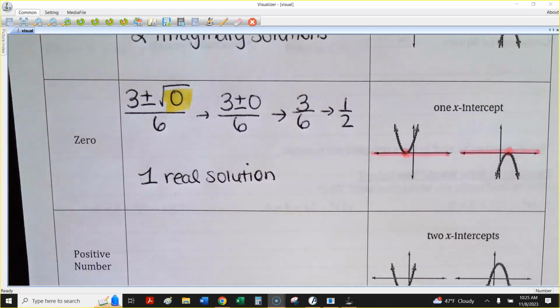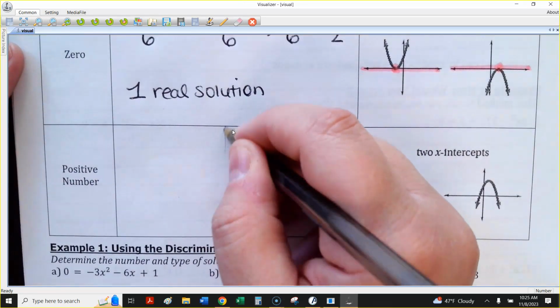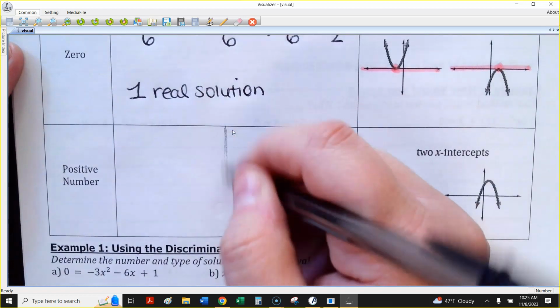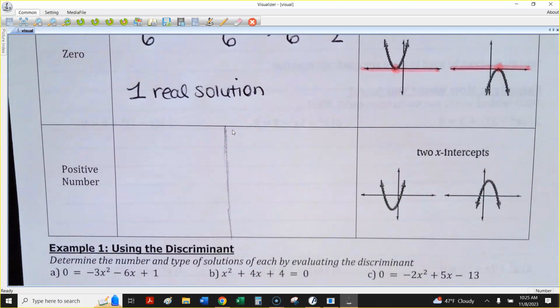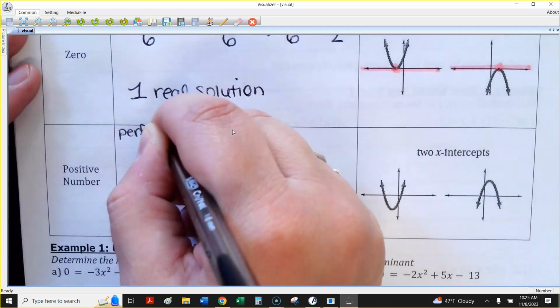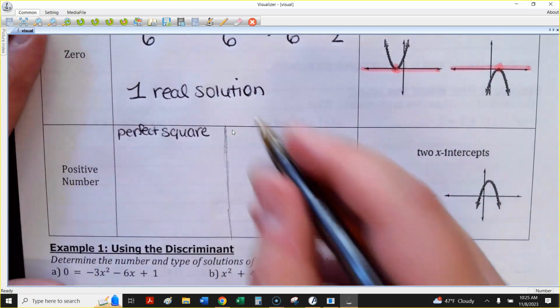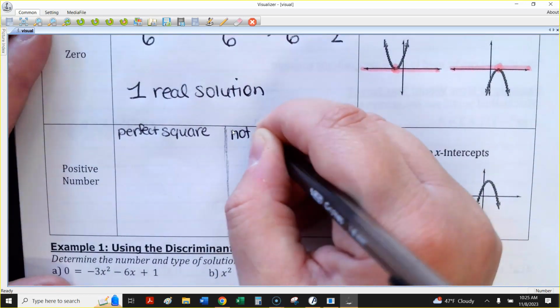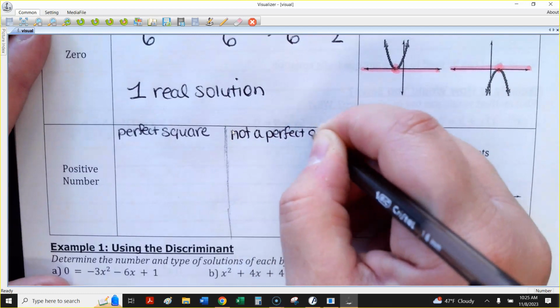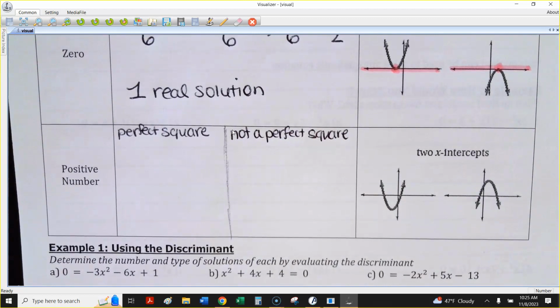Okay, and then I'm going to take this last group and split it into two categories. The only reason I'm doing this is because I want to show you something on the back. This one just says we're going to get a positive number as our discriminant. Now there's two categories I want to split that into. Let's say I got a positive perfect square, and the other category, anything that's not a perfect square. So if I get a positive number, we fall into one of those two categories.